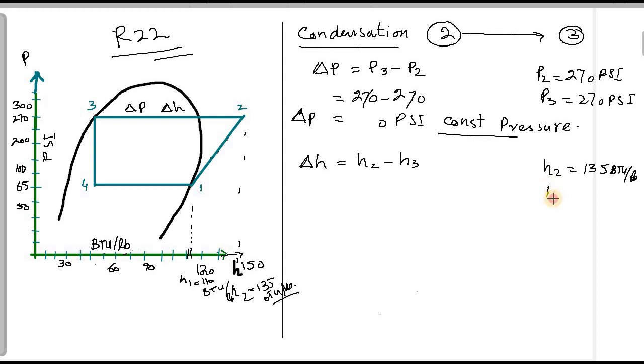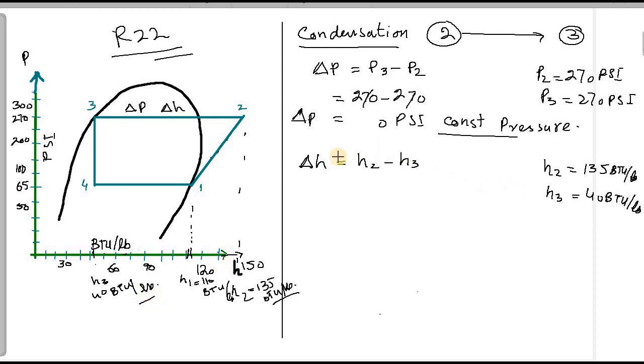And the value of H3 is 40 BTU per pound. As you can see here, this is our point 3 and the enthalpy is here. This is our H3 and it is equal to 40 BTU per pound.